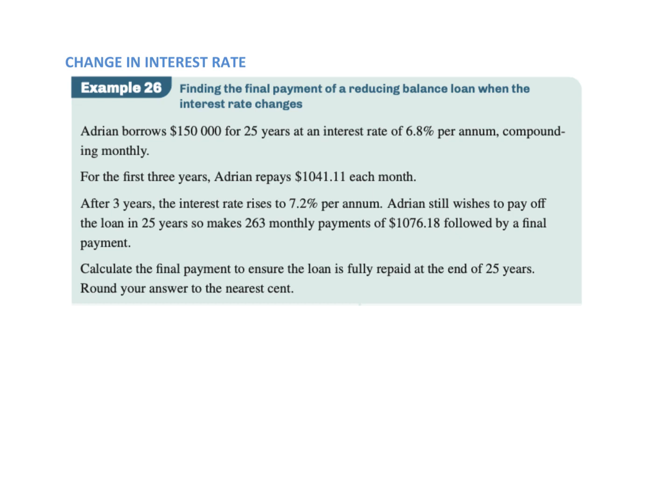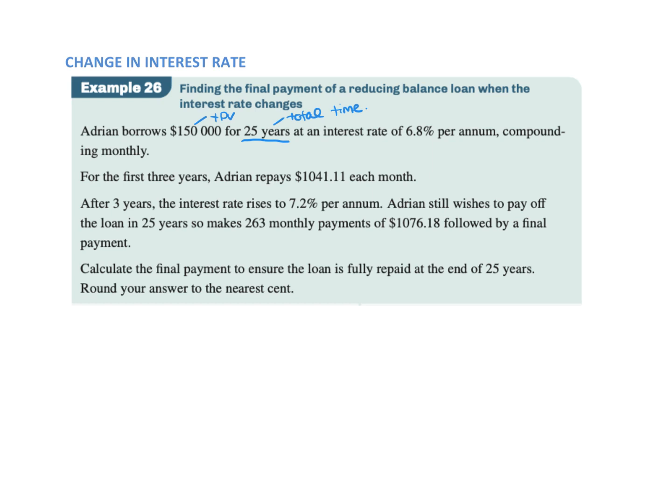So Adrian borrows 150,000. Because he borrowed, it's given to him, so it's a positive PV on Finance Solver. And it says for 25 years, so that's just the total time. We sometimes have to be careful with that, because when we have a change of scenario, they often don't tell you how long the second half is going to be after the change. So we need to make sure it's going to be up to 25.